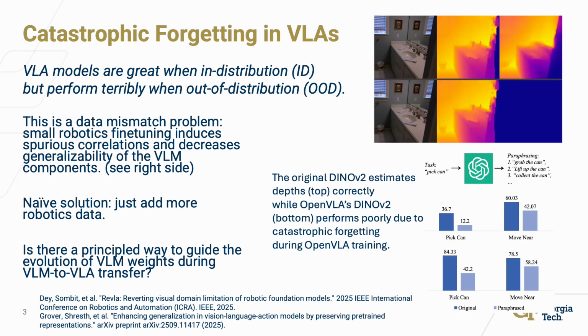For example, a DINOv2 vision encoder taken from before and after the action fine-tuning process loses its ability to predict depth within the input image. While scaling robotics data is a common solution, in this paper we explore whether there is a principled way to guide the evolution of VLM weights during the VLM-to-VLA transfer.